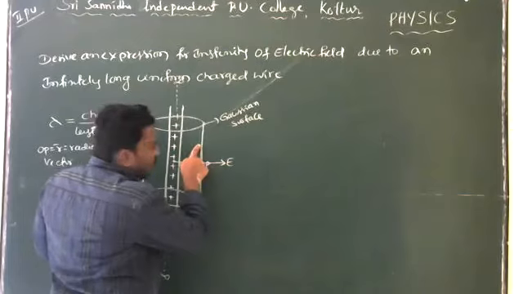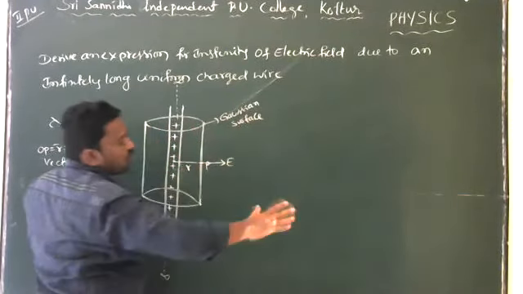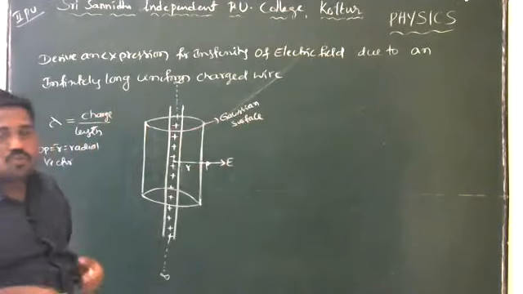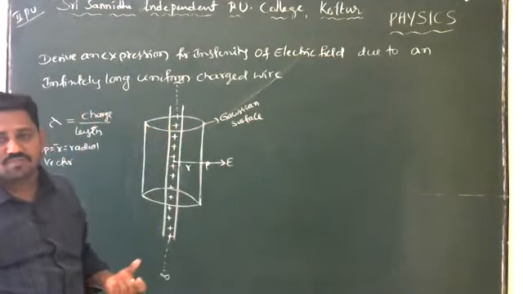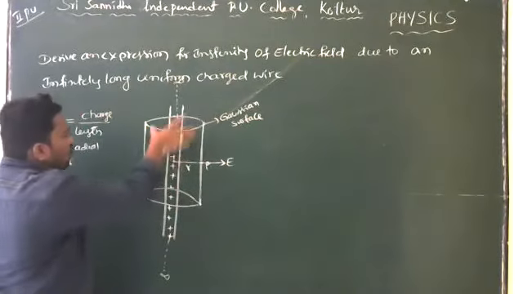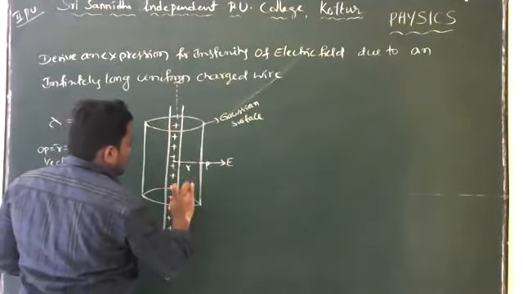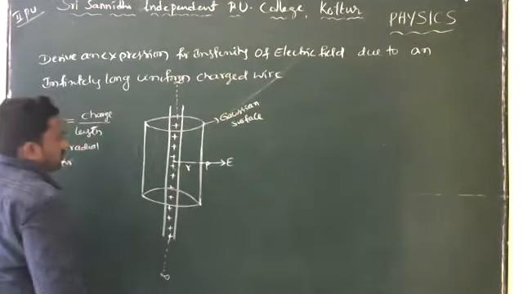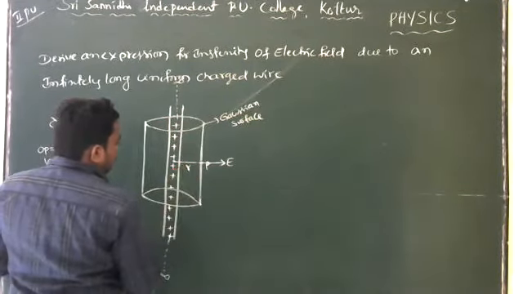So the electric field is away from the charge, because I am using a positively charged infinitely long straight wire. The charge is uniformly distributed, so we can draw the Gaussian surface around the charge distribution to find the intensity of the electric field.